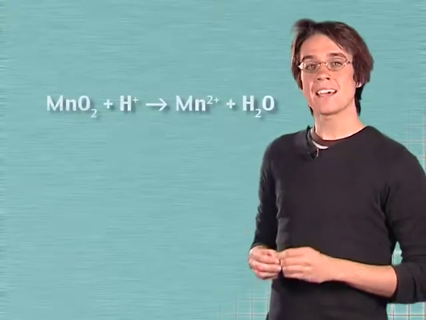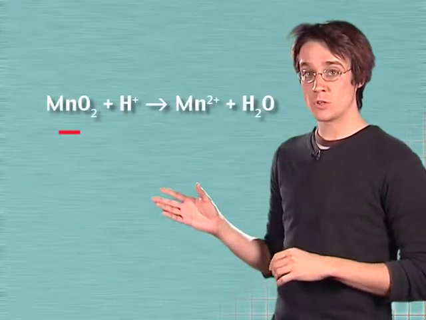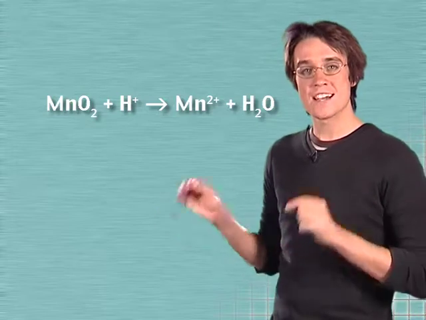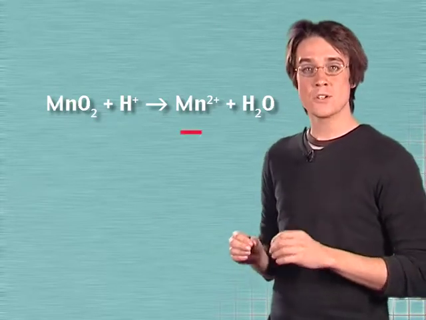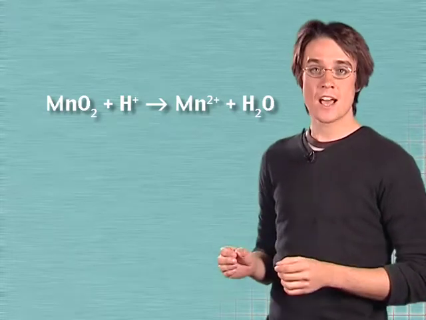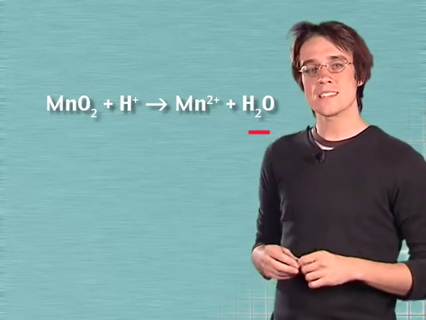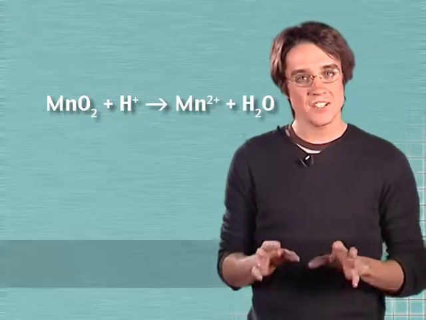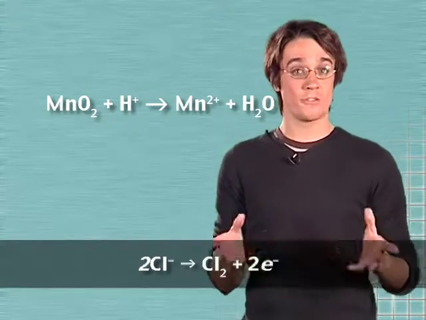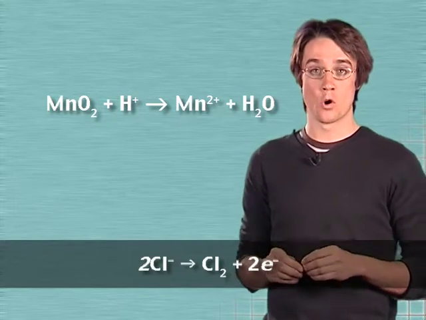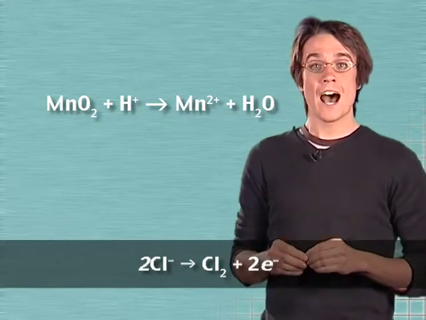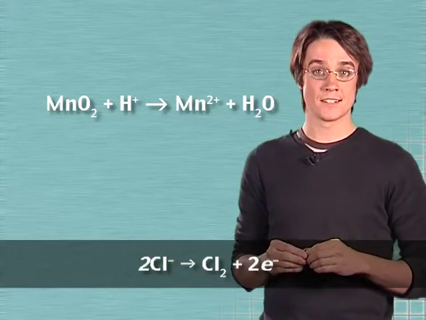Now let's look at the process of writing the full equation from half equations. Manganese 4 oxide, MnO2, reacts with concentrated hydrochloric acid to produce chlorine gas, manganese 2 ions, Mn2+, and water. From this information, we can construct each half equation, then deduce the full redox equation. Mn2+ ions and water are formed from MnO2 and the H+ ions from the acid.